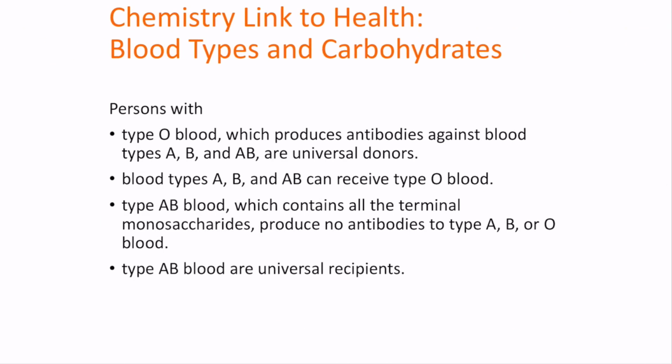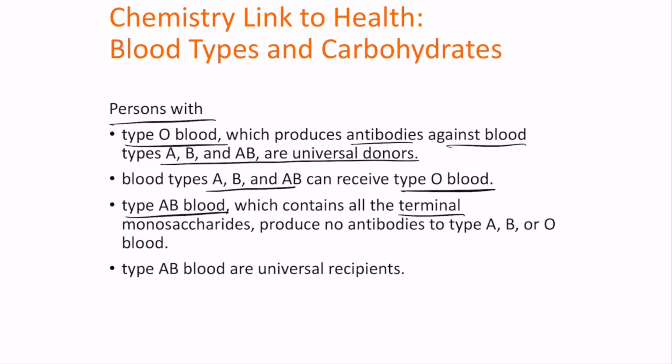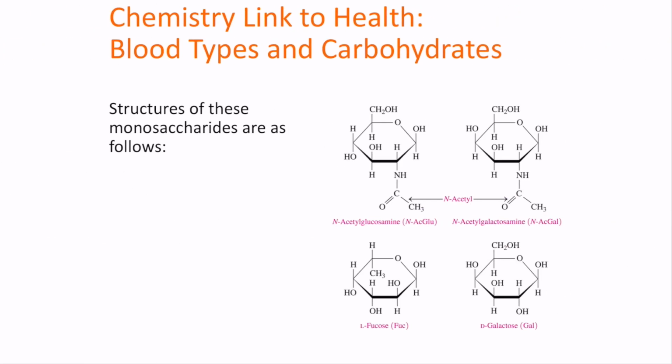That's the reason why a person with a type O blood group can produce antibodies against blood types A and B, and blood type O can receive only type O blood. But type AB blood, which contains all the terminal monosaccharides, produces no antibodies to any of these blood types. That's why type AB groups are generally called universal recipients. Type O groups are called universal donors.